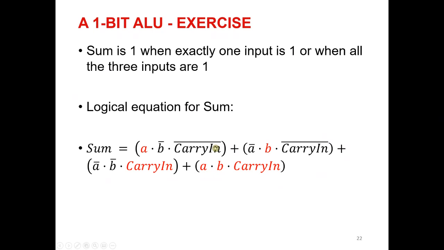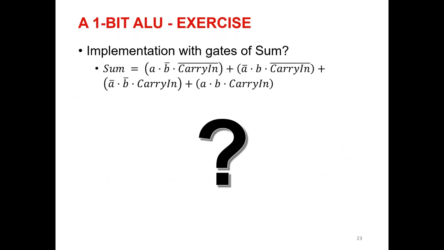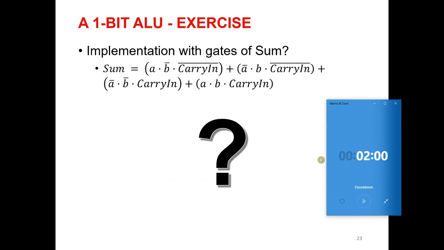And then we need the remainder, so when all the 3 inputs are 1. So when A is 1 and B is 1 and carry in is 1. Okay? So now, if we want to represent this with gates, could you do something similar to what we have done with the carry out? I'm going to give you also some time to do this circuit, similar to the carry out, but now the equation changes.